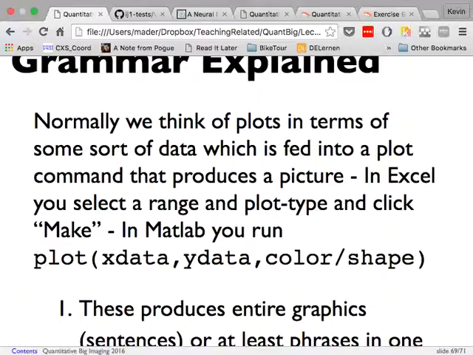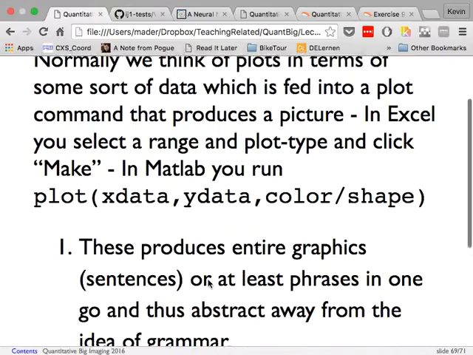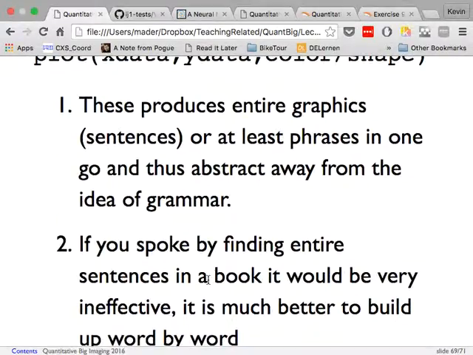In Excel, it's the same way. You click on a line plot and it generates everything, and then you have to tweak it afterwards. So they produce all of the graphic at once rather than let you build it up piece by piece.